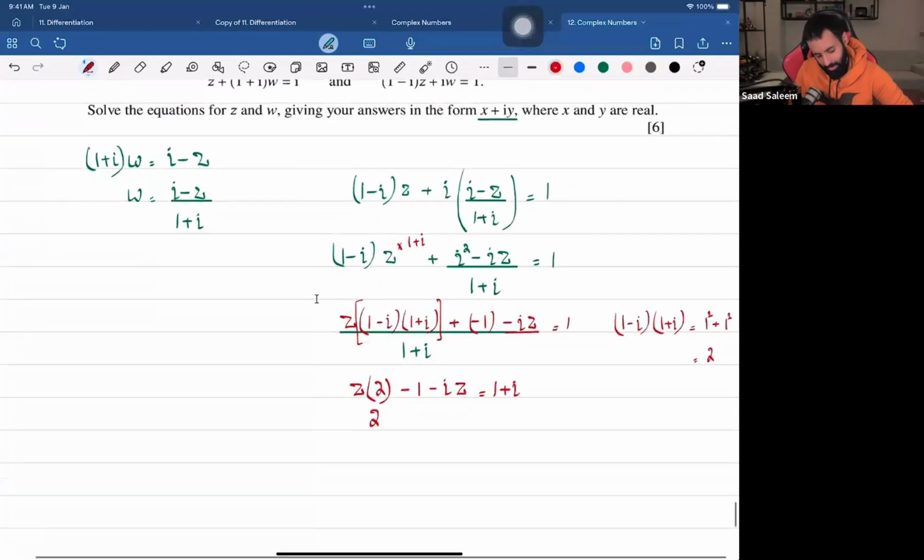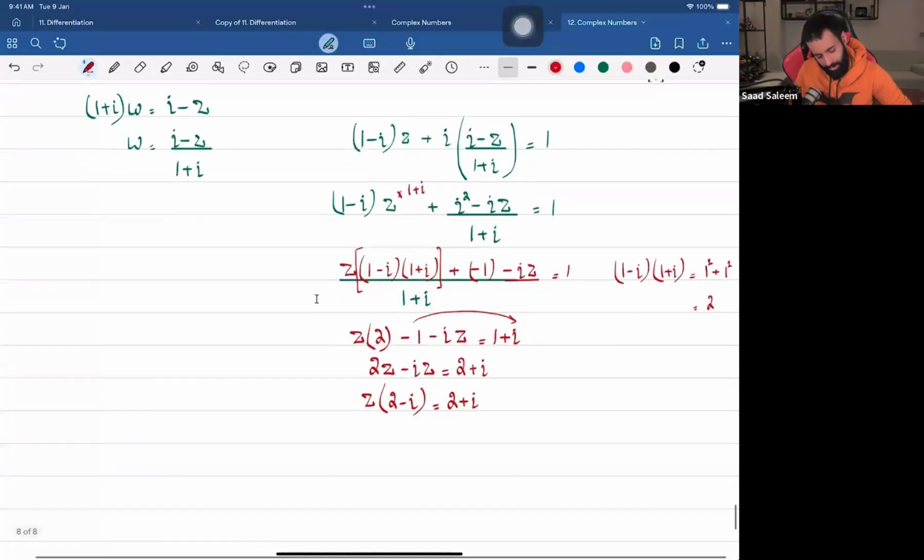Now let's see where we are now. So we have 2z minus iz, which is equal to, if I take 1 across the equals to sign, so 1 plus 1 is 2. Okay, let's write it as 2 directly, plus iota. Now, the benefit of keeping z on one side and everything else on the other is that we can take z common. So we have z times 2 minus iota, which is equal to 2 plus iota. And now we have z, which is equal to 2 plus iota over 2 minus iota.